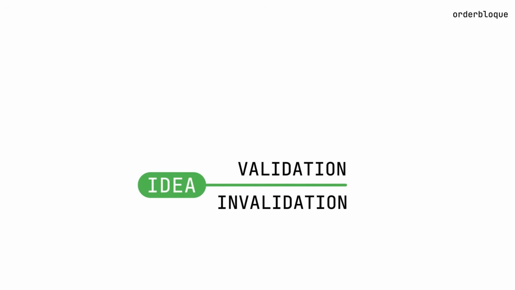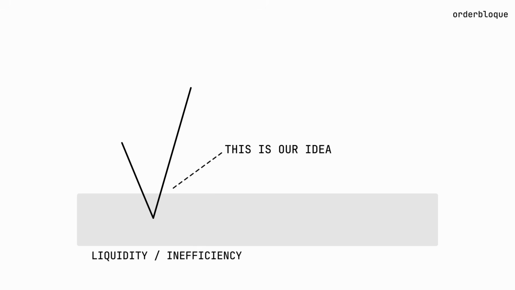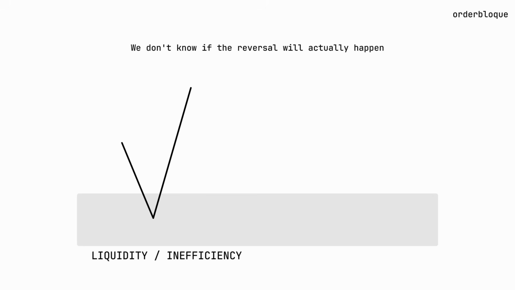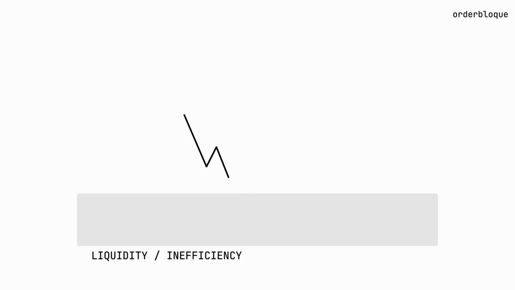The question arises, what is this, and how do you work with it? Let's imagine that a bullish zone of interest has formed on the chart, and we assume that upon testing this zone, the price may reverse and move in the opposite direction. This gives us an idea about the market's future movement. At this point, we don't know if the reversal will actually happen. The price could break through this zone and continue its movement, which would lead to the invalidation of our initial idea. To make further decisions, it's necessary to validate the idea.